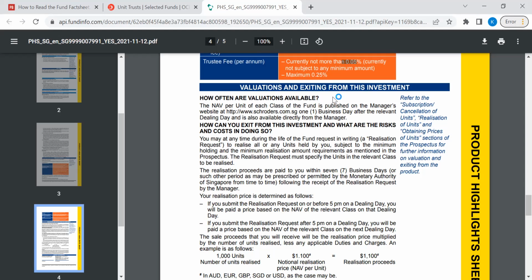Valuation and exiting from the investment. How often are valuations available? Remember we talked about the valuation cycle, which is a daily frequency. The NAV per unit of each class of funds is published on the manager's website one business day after the relevant dealing date, so it is available directly from the manager.